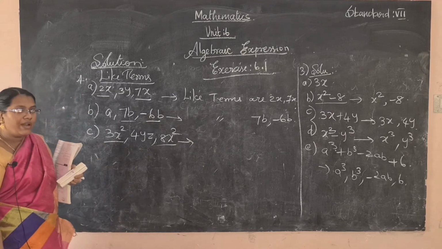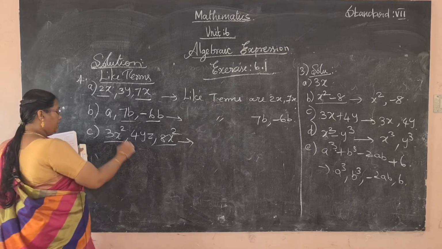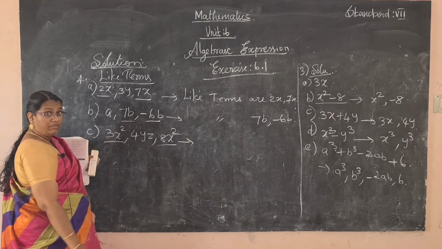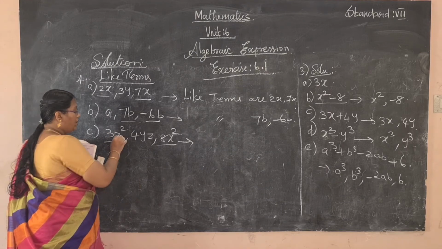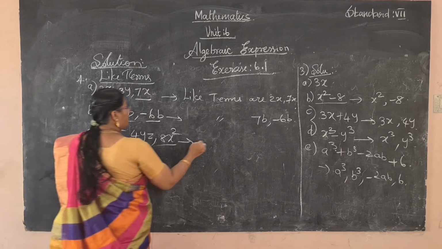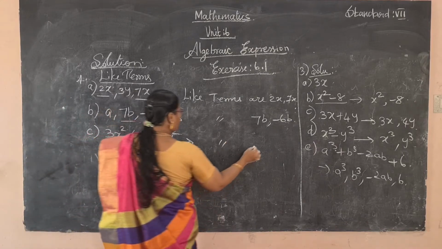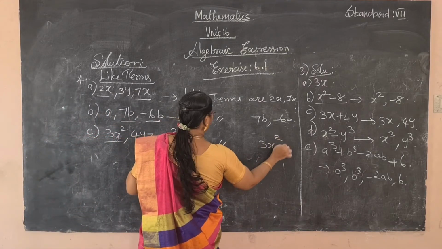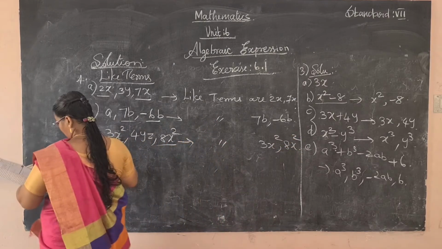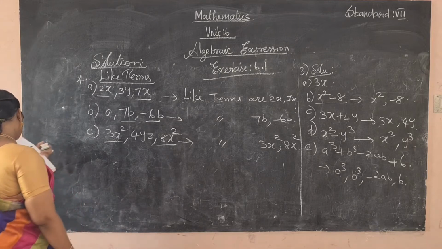What is the definition of like terms? The same literal variables and same power or degree. Okay. So here the same degree and same literal variables. So the like terms are 3x power 2 and 8x power 2. Okay. So the remaining problems are homework.